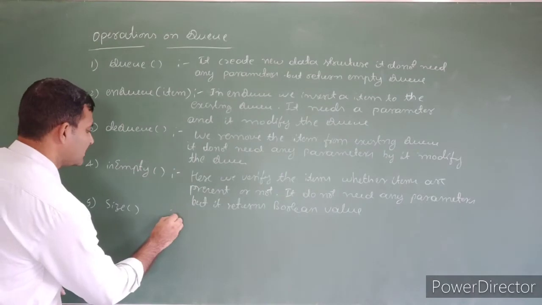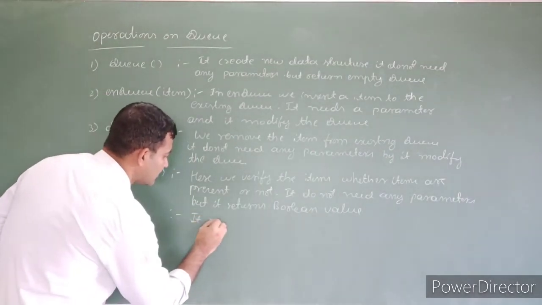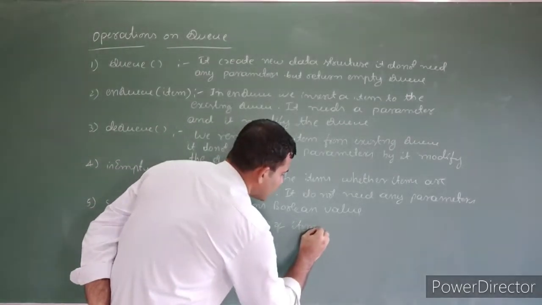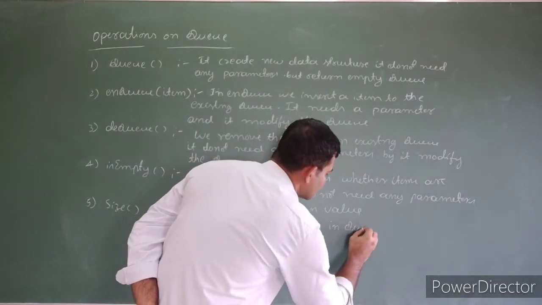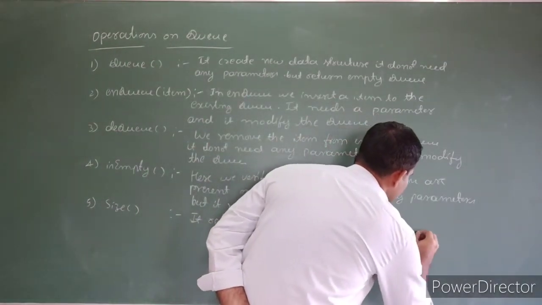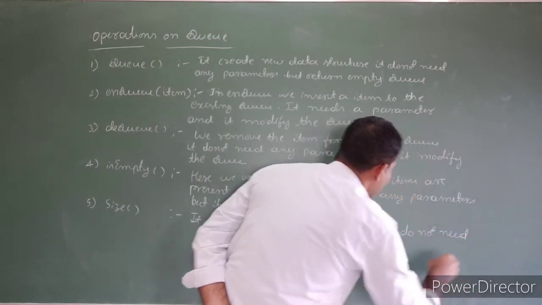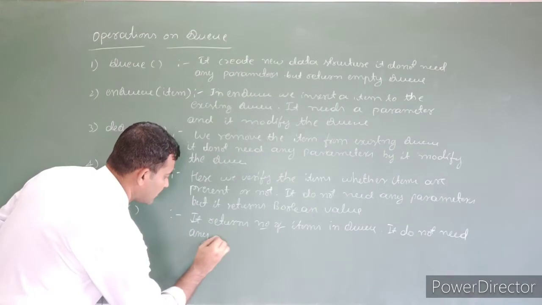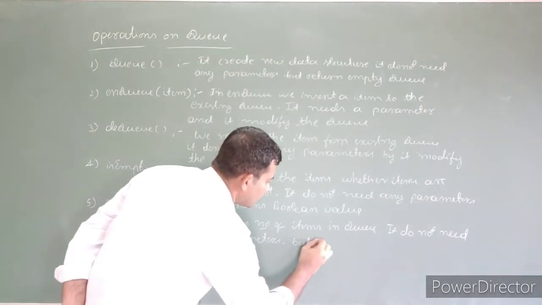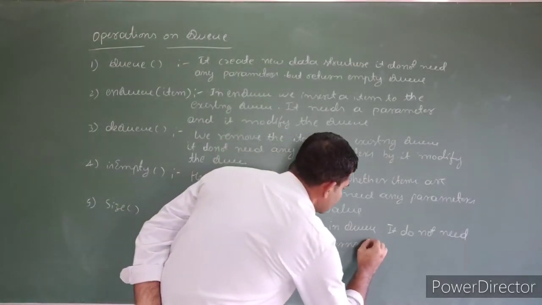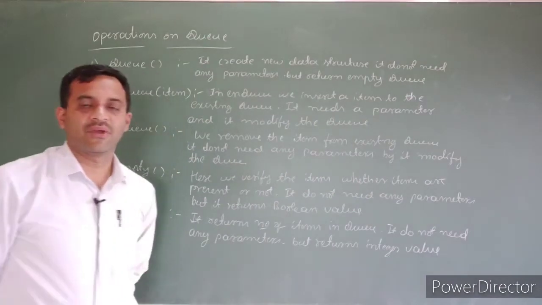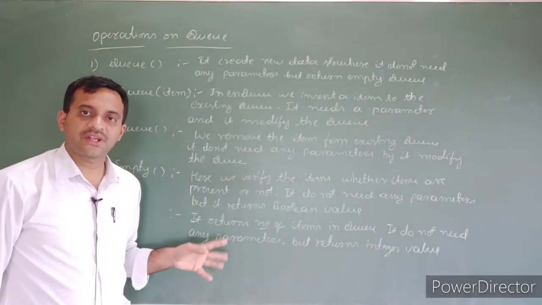The last operation is size. It returns the number of items in the queue. It does not need any parameters, but it returns an integer value. So these are the 5 operations on queue.